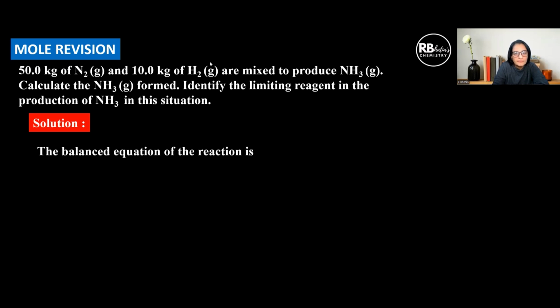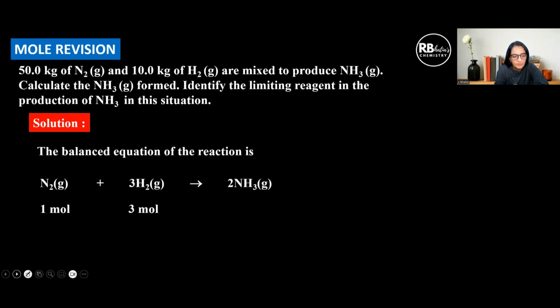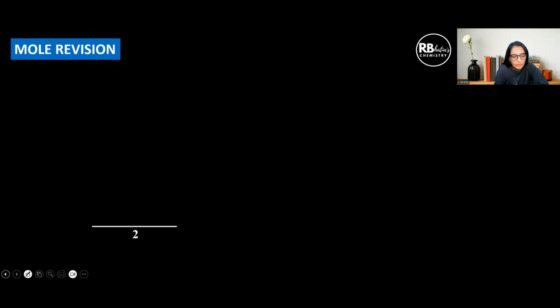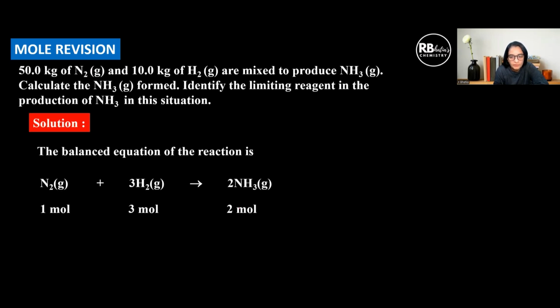Question similar to one given in the NCERT exercise. 50 kg of nitrogen gas and 10 kg of hydrogen gas are mixed to produce ammonia gas. Calculate the ammonia gas formed and identify the limiting reagent in the production of ammonia in this situation. Clear? So what are we going to do for this question? We are simply going to write down the balanced equation. This is the balanced equation, and we know the stoichiometric proportion of nitrogen, hydrogen, and ammonia is 1 is to 3 is to 2. Clear?